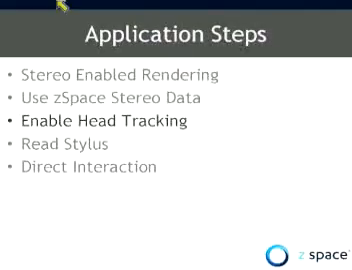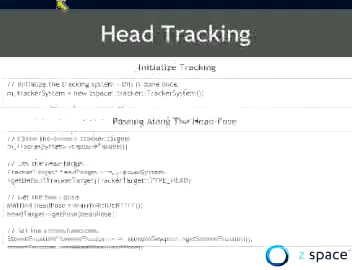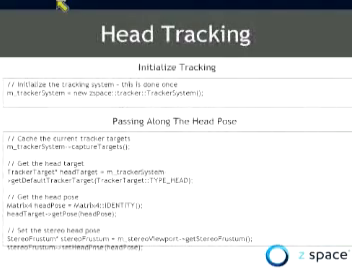Okay, now let's talk about head tracking. So now we have the stereo rendering loop going fine. We're using zSpace stereo data to actually render the stereo images. So how do you enable head tracking? There's a couple steps that we need to actually look at doing.